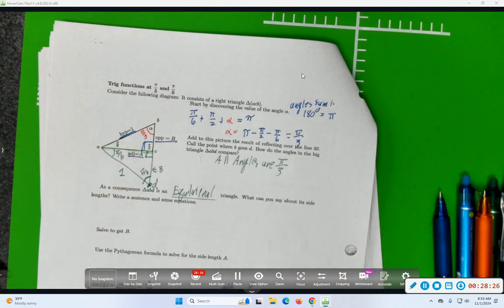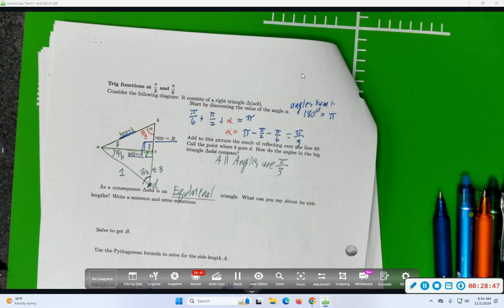Yeah, I guess if you want to work in degrees, it's 60 degrees for every corner. Isn't it like a 60, 30, 90 triangle? Yeah, so I am justifying the side length ratios of the 60, 30, 90 triangle, because this is exactly that. It's 60 degrees, 30 degrees, 90 degrees. I just have them in radians.